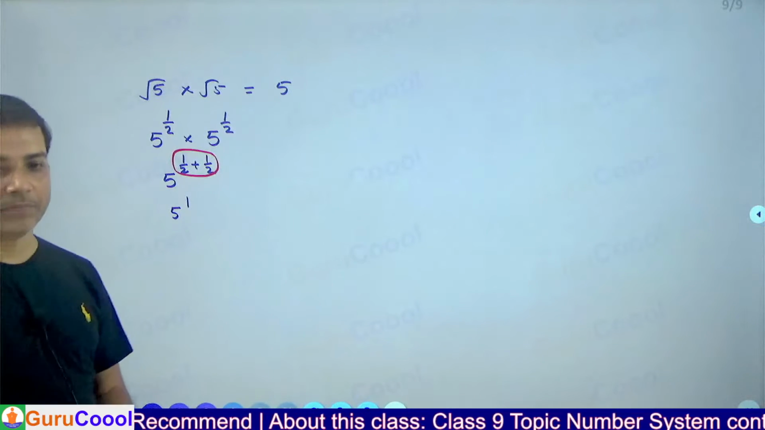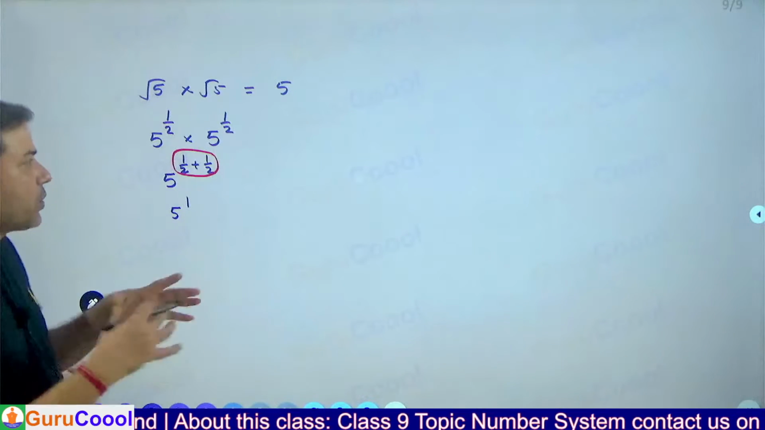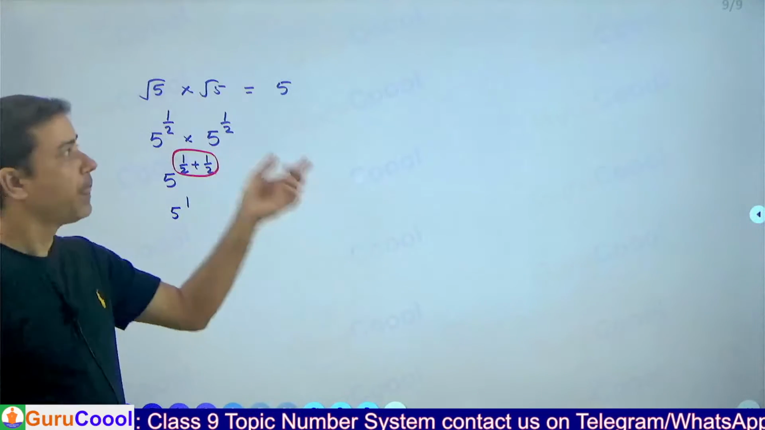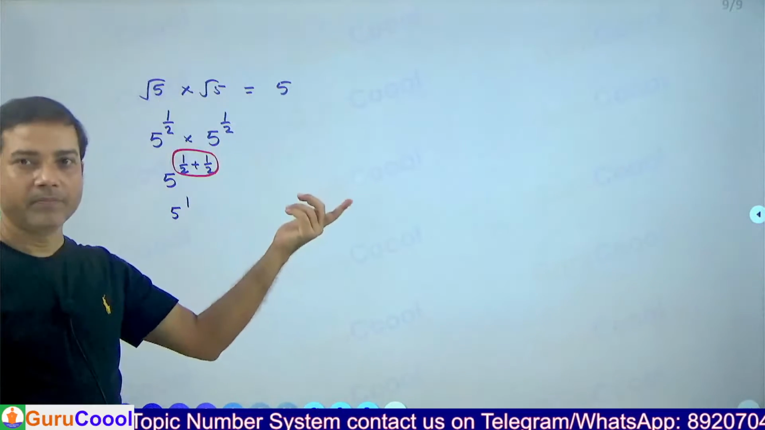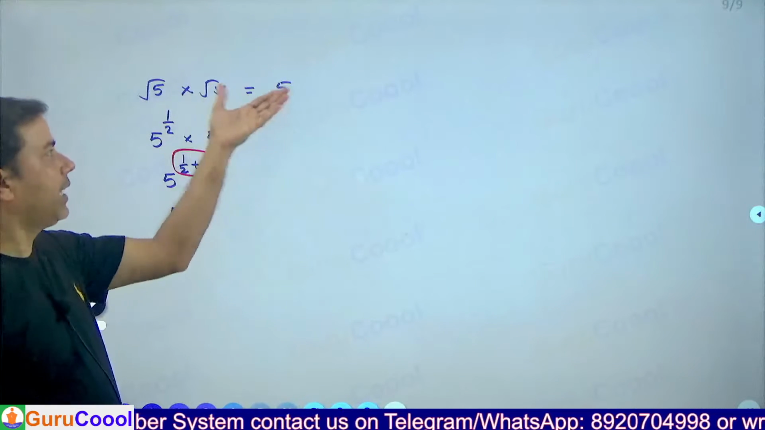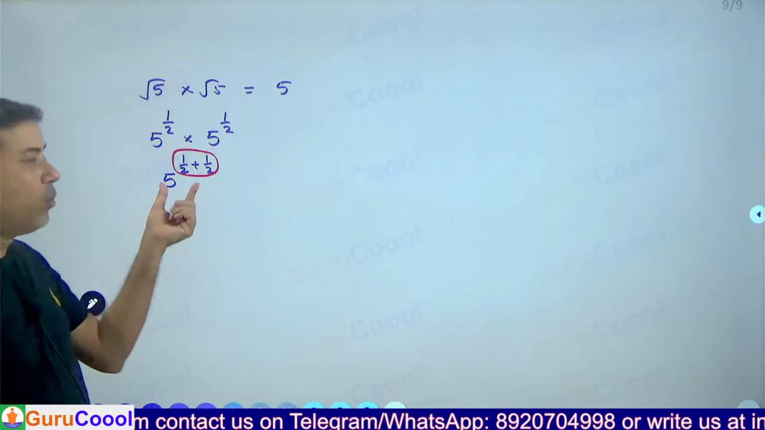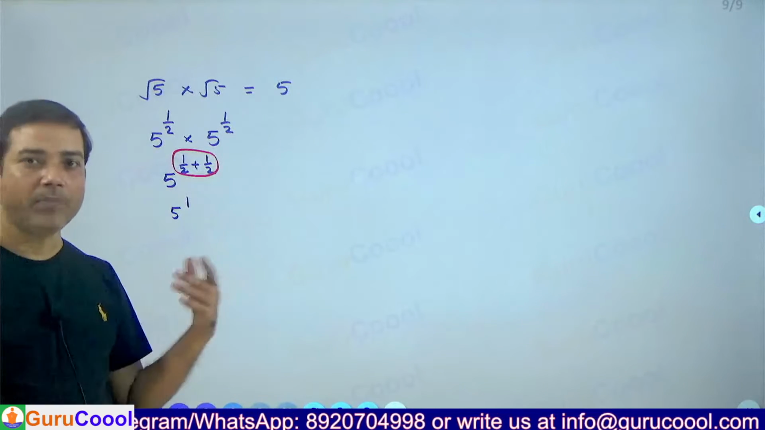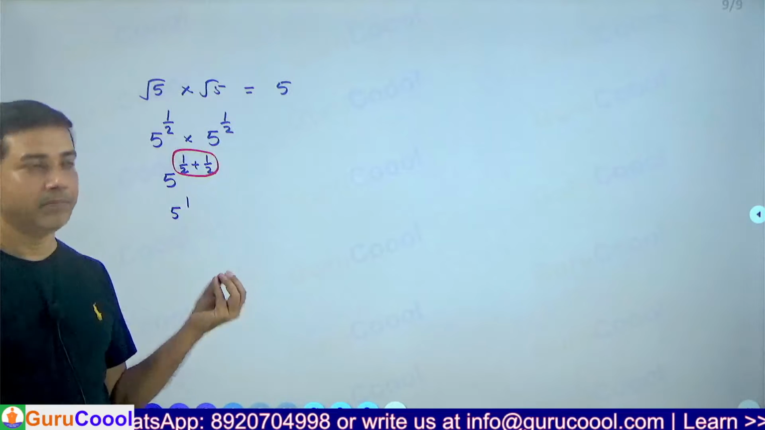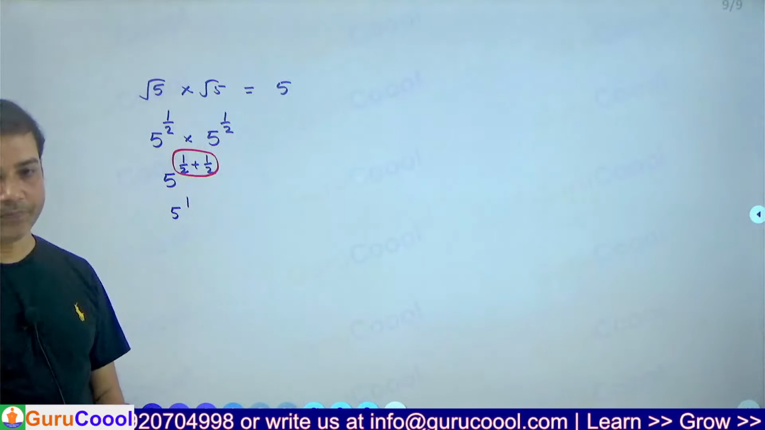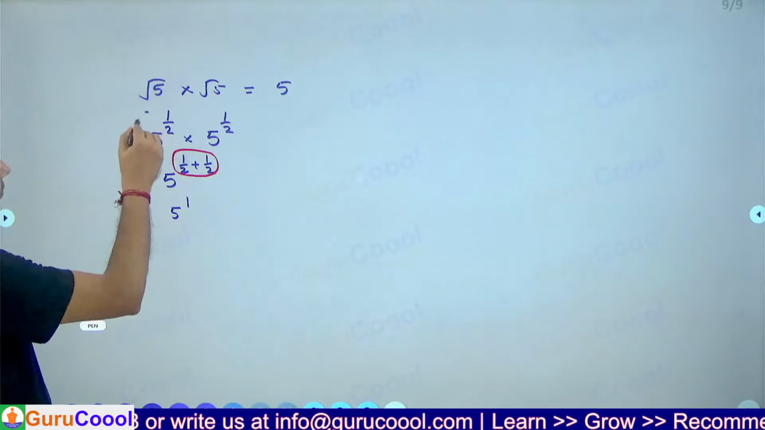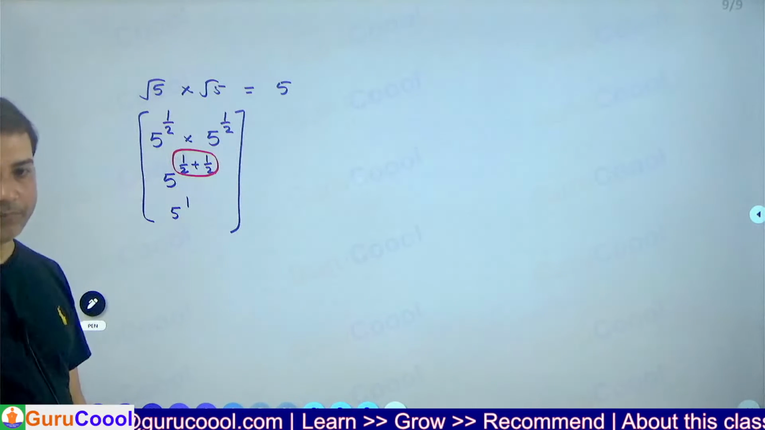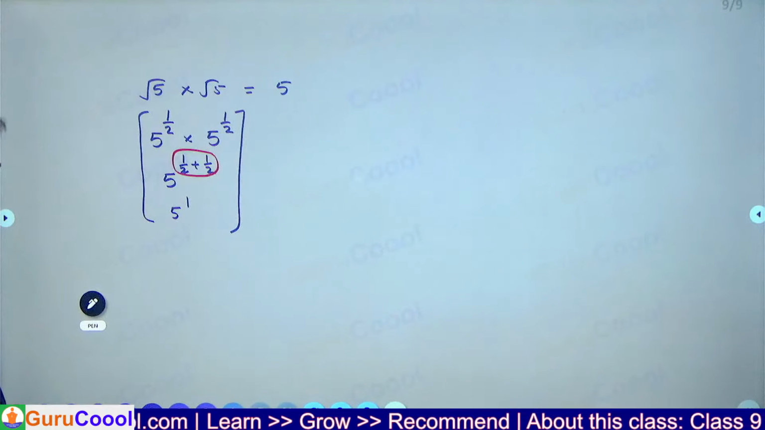Got the way? But in shortcut, you remember root 5 into root 5 is root 25, that is 5. You can remember in a short way, but this is the more detailed way. Why it becomes 1 in the power, why it becomes 5 raised to the power 1 or 5. This is the logic. Got it? Okay.